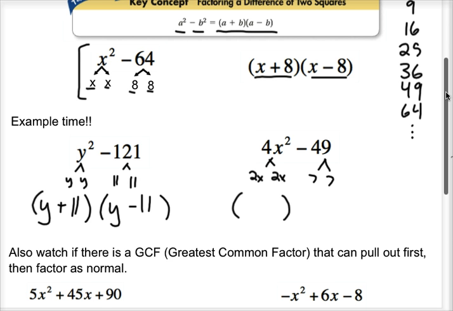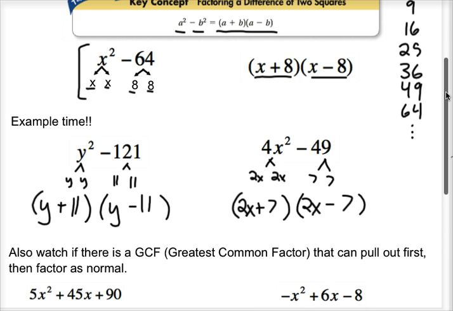So to set up my structure, I have the plus and I have the minus. And now I just write in 2x plus that 7, then 2x minus 7. And my problem is finished. So that's the pattern you are always going to see with difference of squares, the plus and the minus.